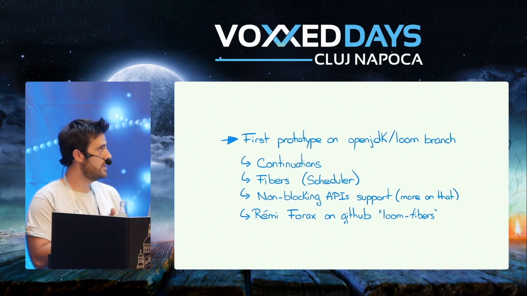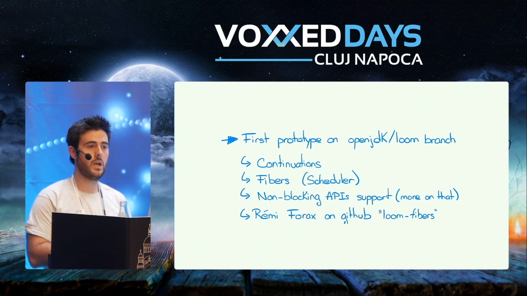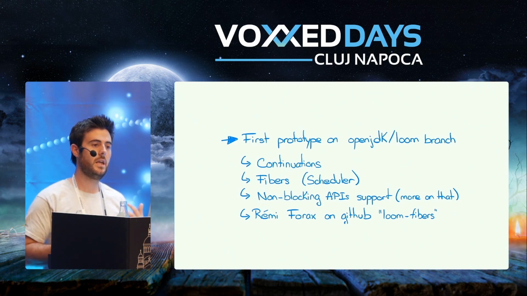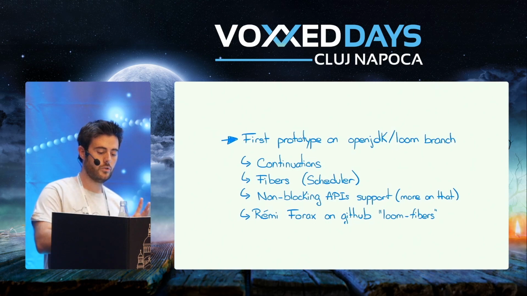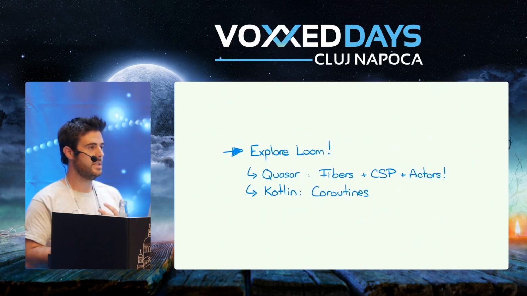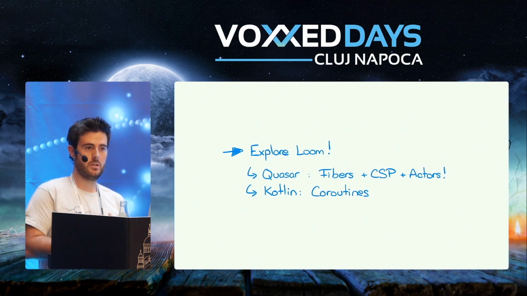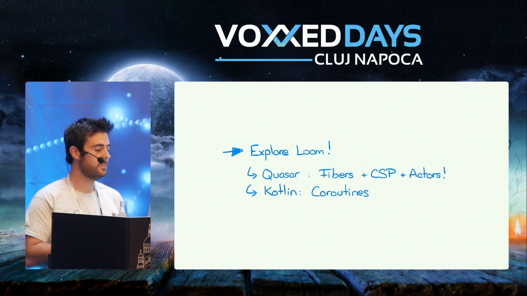And if you are really interested, I encourage you to take a look at this repository, which is called Loom Fibers on GitHub by Remi Forax, where he has played a lot with continuations. He has re-implemented many lock systems or other schedulers. But if you are not really interested in the lower details and more into what Project Loom will bring as an application developer, I advise you to take a look at Quasar.